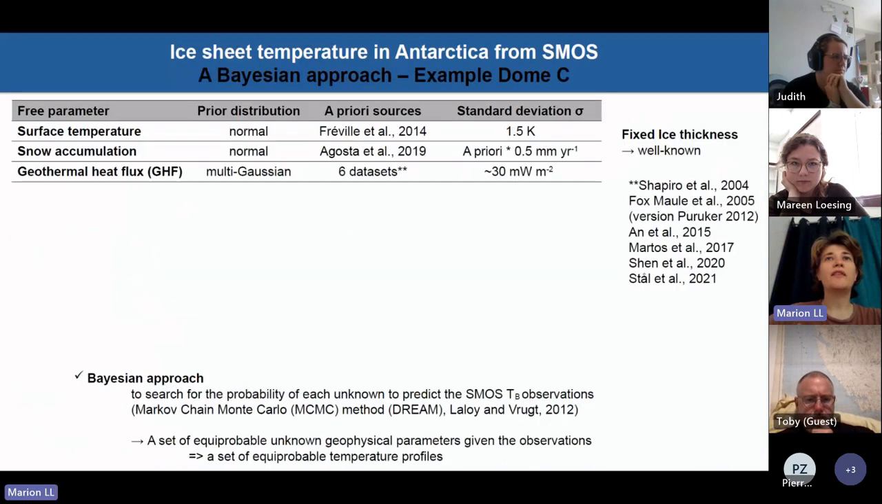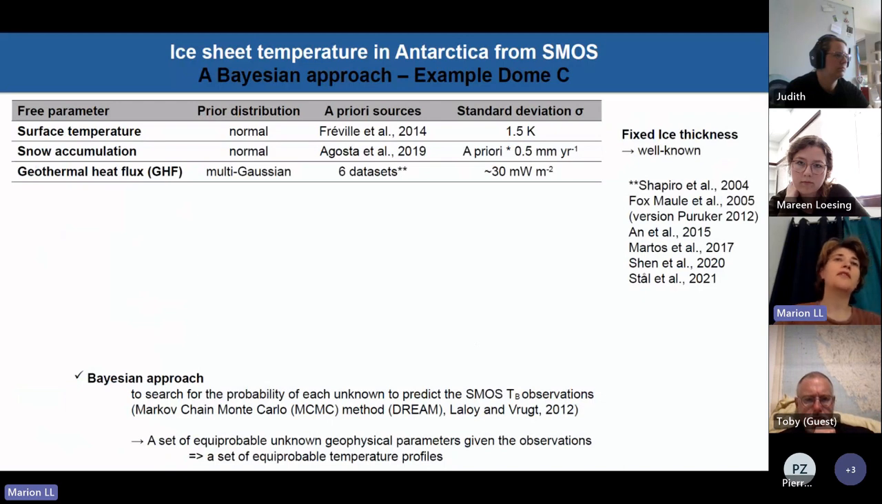So now I present to you the Bayesian approach that we have. We have four main geophysical parameters. The first one is ice thickness. We consider that we know this parameter well, so we keep it fixed over Antarctica. And we have three parameters: the surface temperature, snow accumulation, and geothermal heat flux. For surface temperature and snow accumulation, we have as a prior a normal distribution, and we take a data set from the literature with the standard deviation associated to this data set.